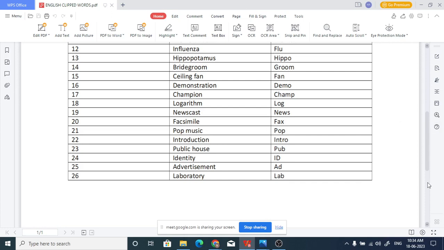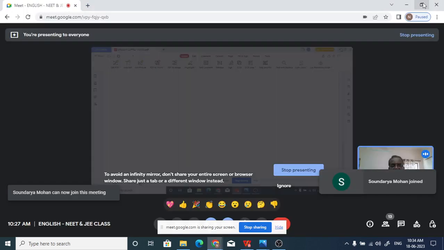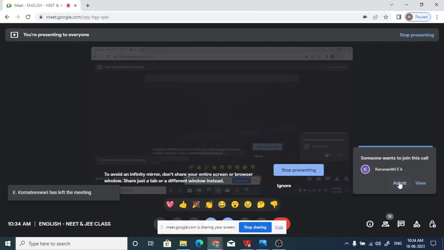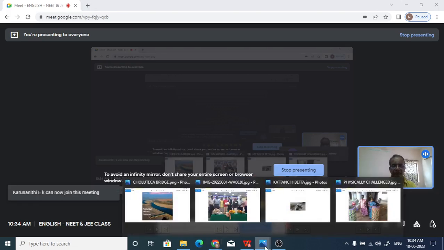So these are some of the clipped words. Okay, I think that much only. We have seen the clipped words now. Right, now we'll go to our second part in our session, where I will show you some photographs and you have to make a story out of it.